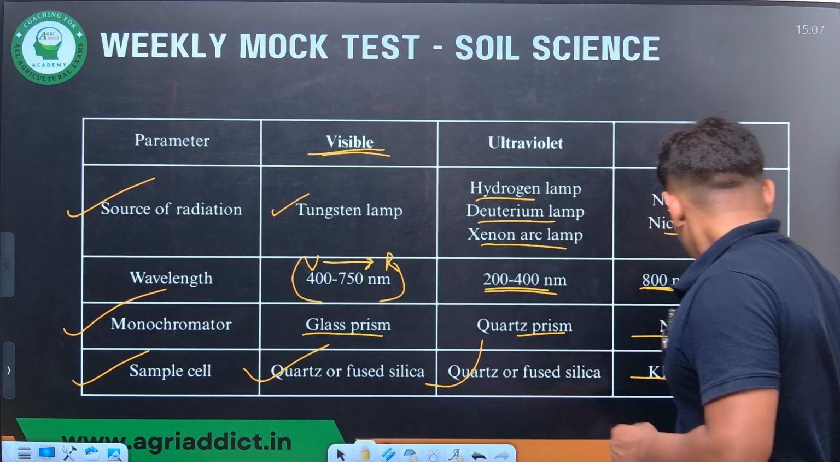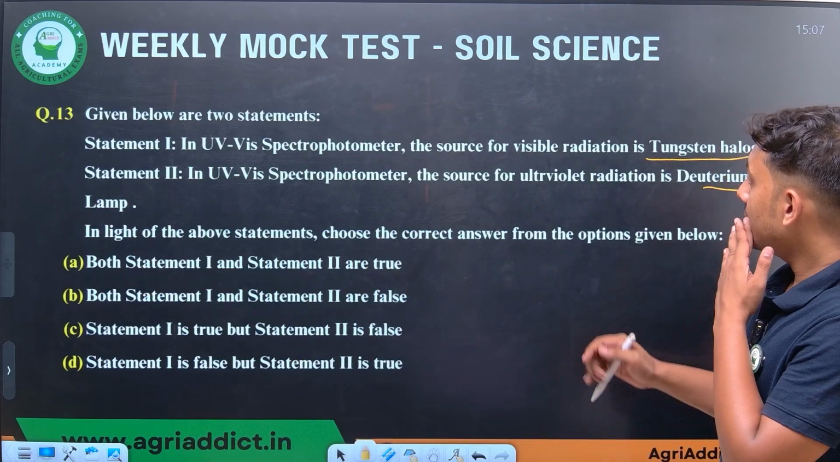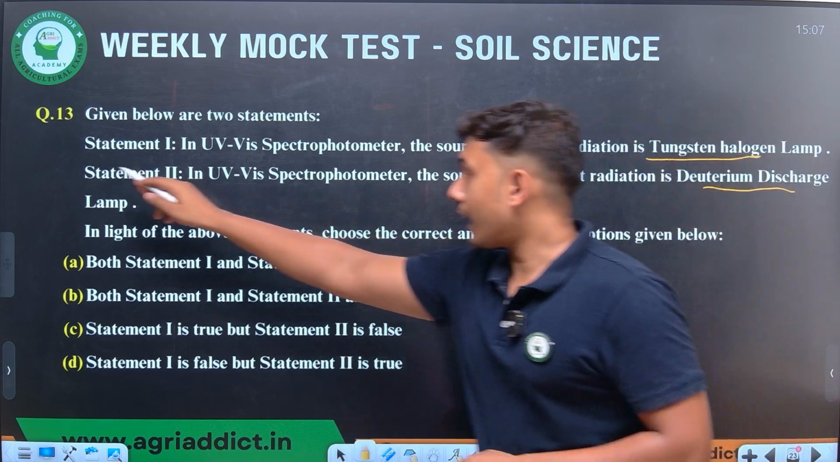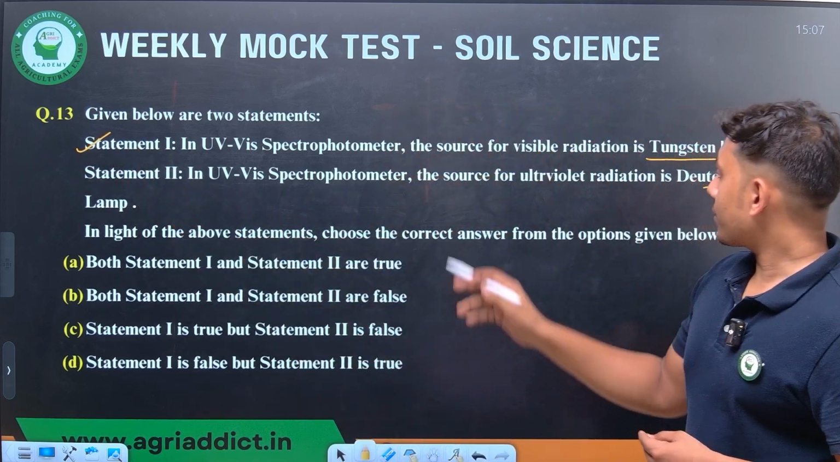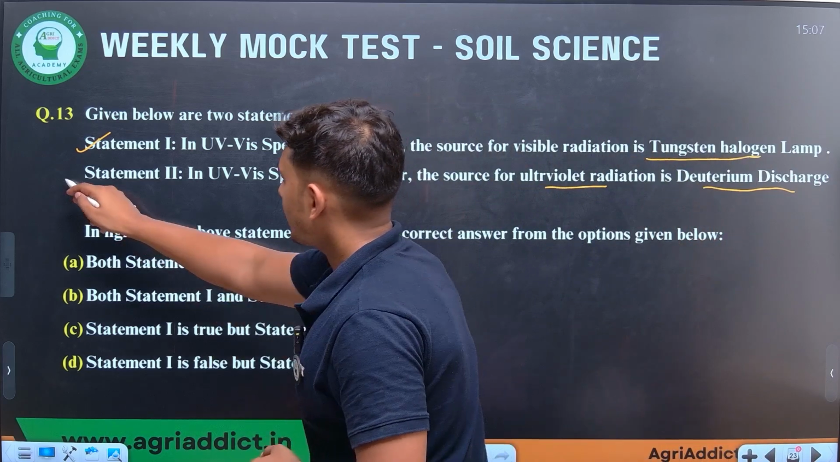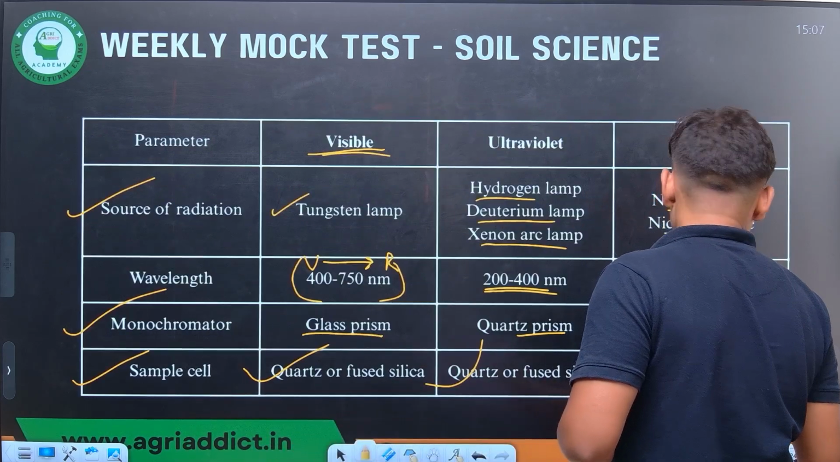So here comes what options were there. The source of visible radiation is a tungsten halogen lamp, it is okay, it is right. And also the source of ultraviolet is a deuterium discharge lamp, so it is also right. So next question.